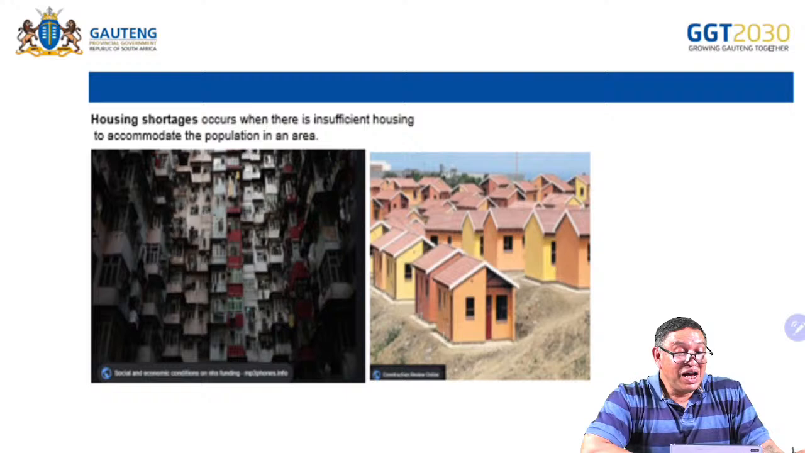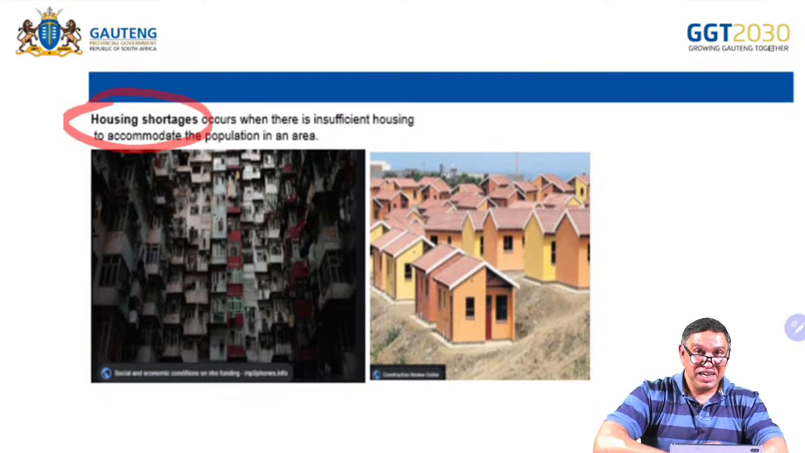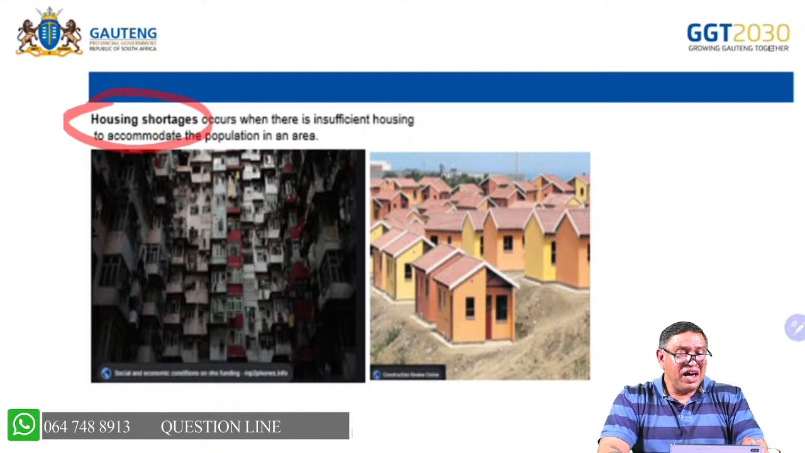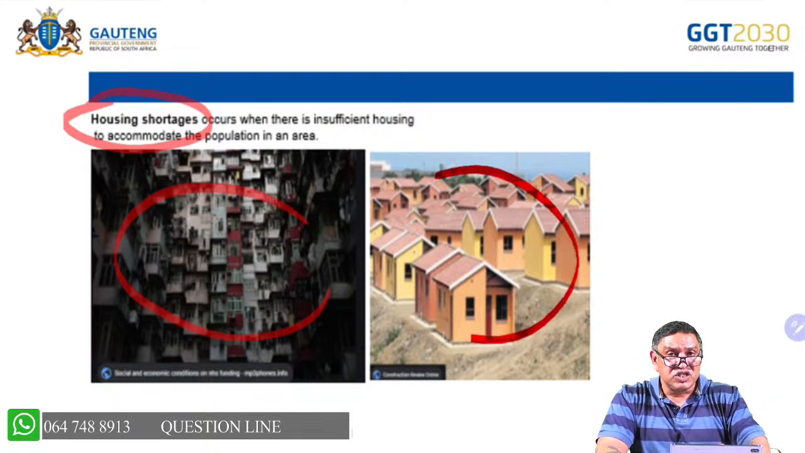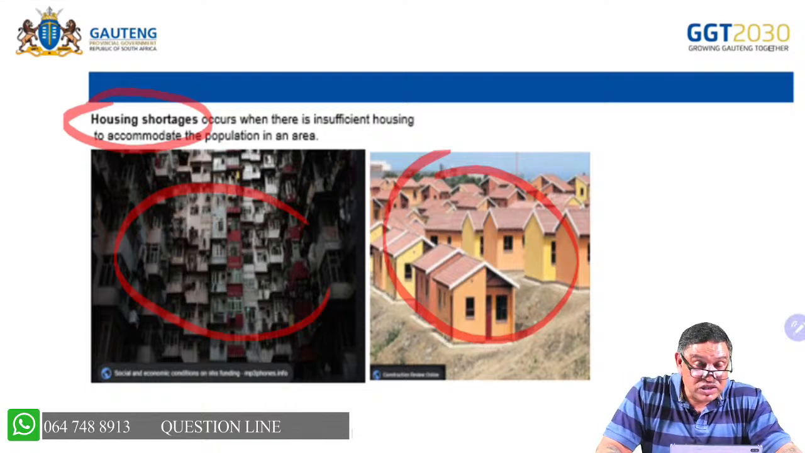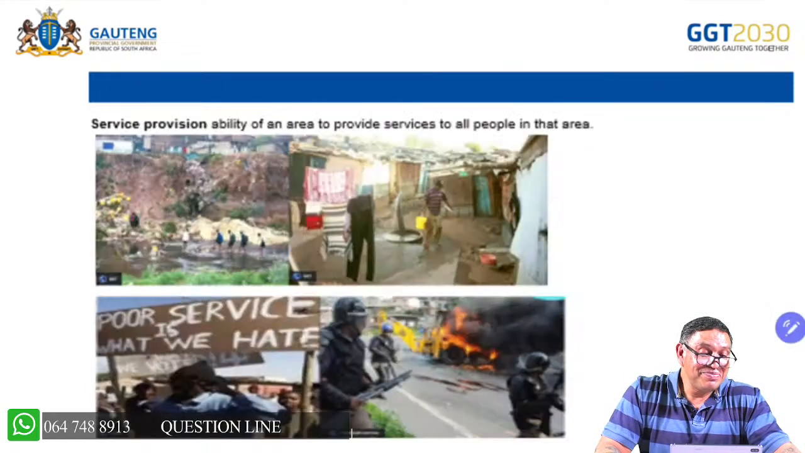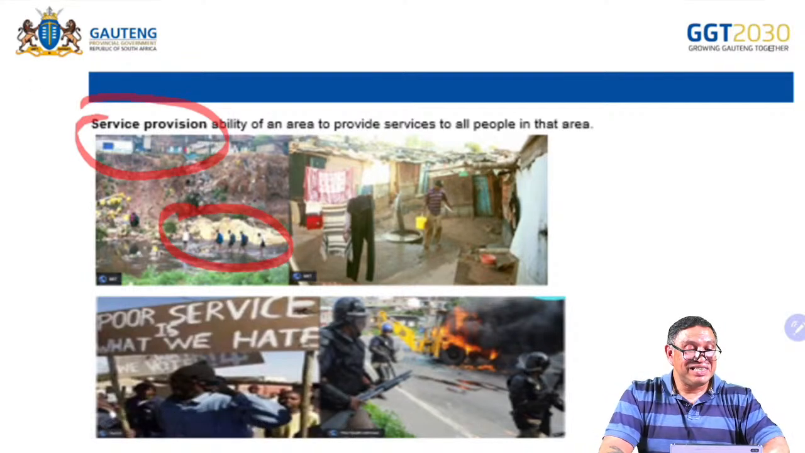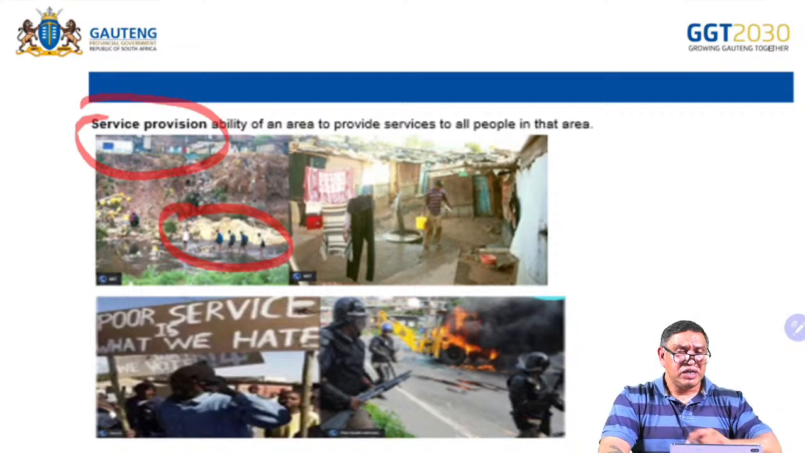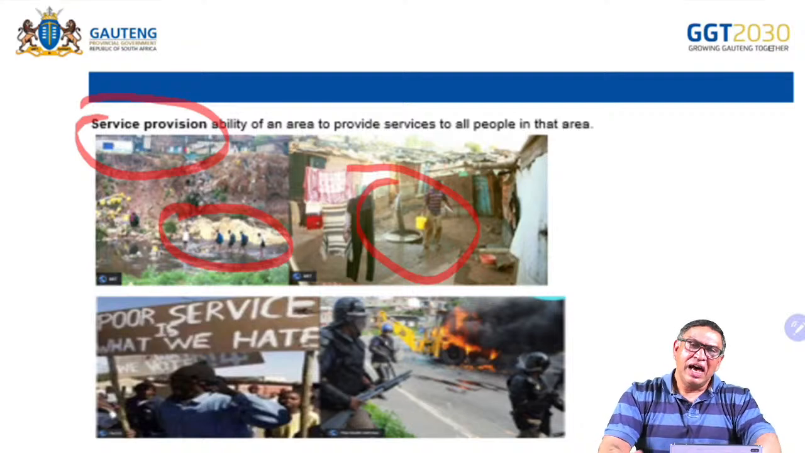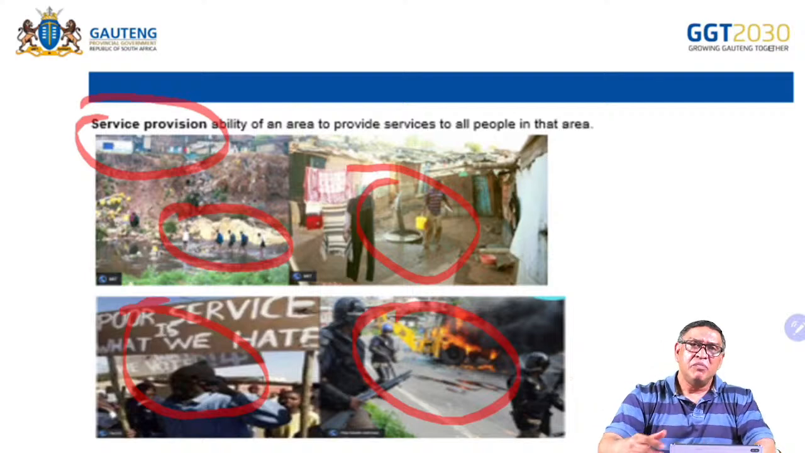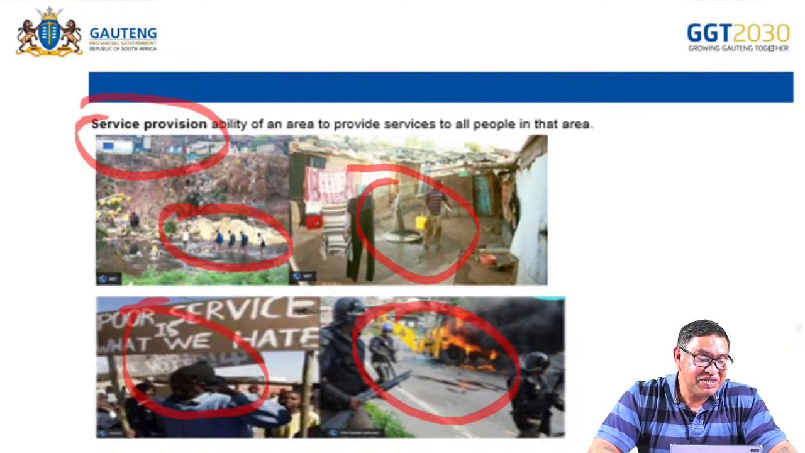Housing shortages, can you see that? Insufficient housing, and of course where people are crammed in one area, you can get a housing shortage, and solutions such as low-cost housing. Service provision: can you see these young people going to an informal settlement? There's no proper transport, there's no proper sewage works. And what does service delivery sometimes get into? Marches and riots, because people are not being given the basic services.